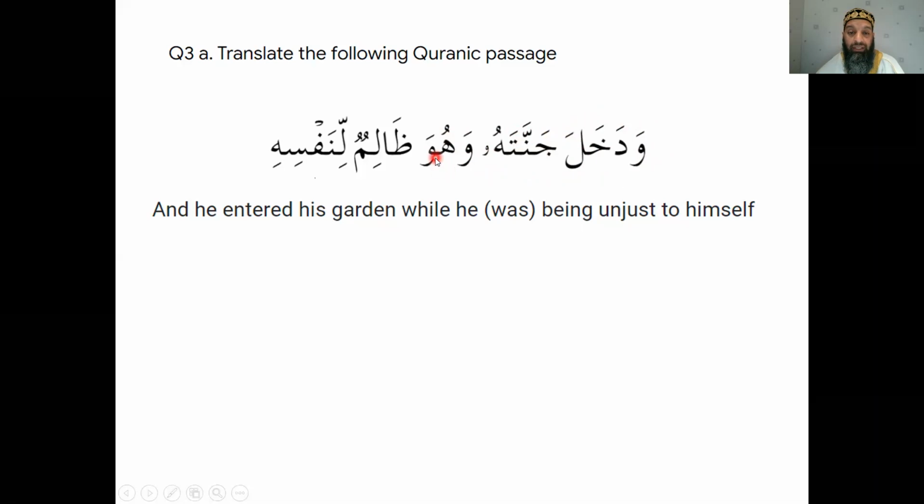Wahuwa, and he. Zalimun. The context of the sentence tells you it's past. It's talking about something that's happened. So while he was zalimun, unjust, linafsihi. So he was being unjust to himself. Linafsi, to himself.